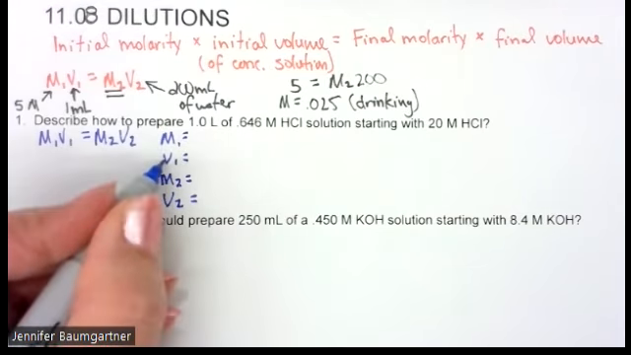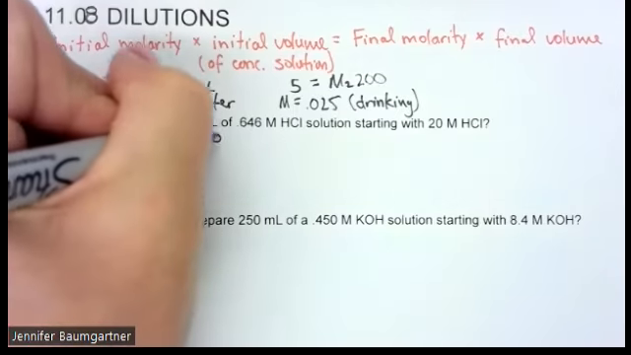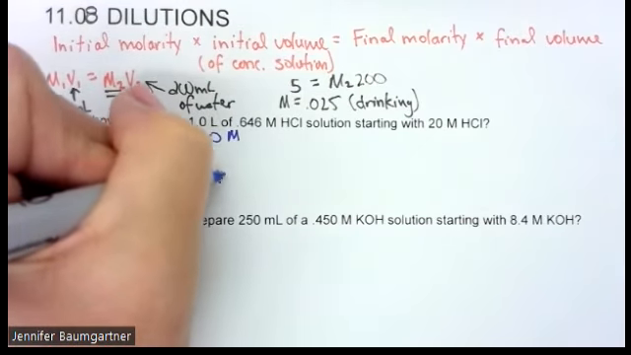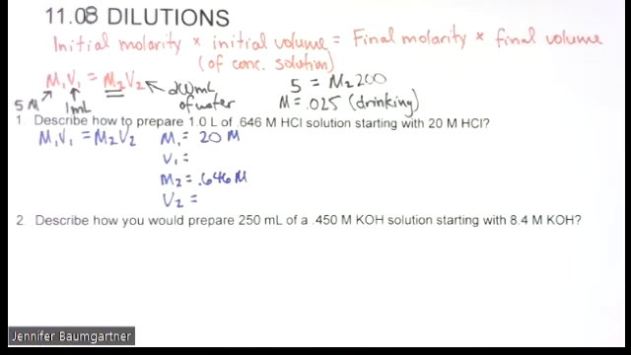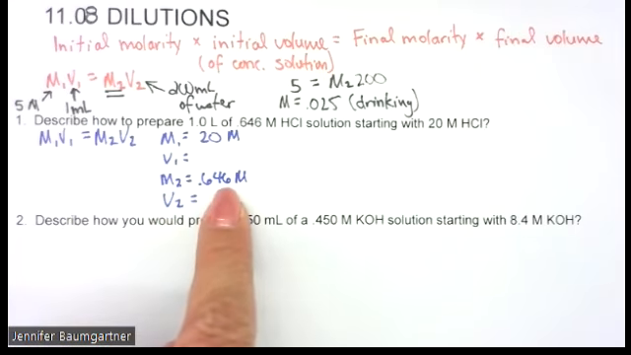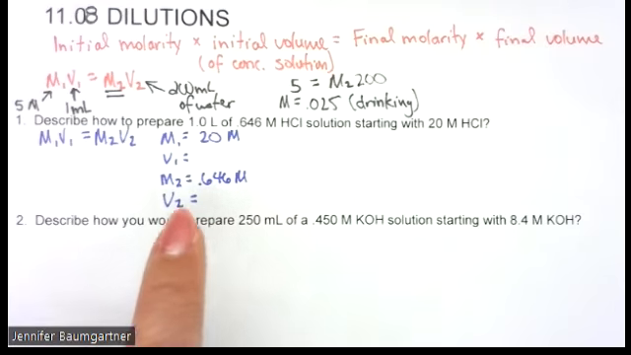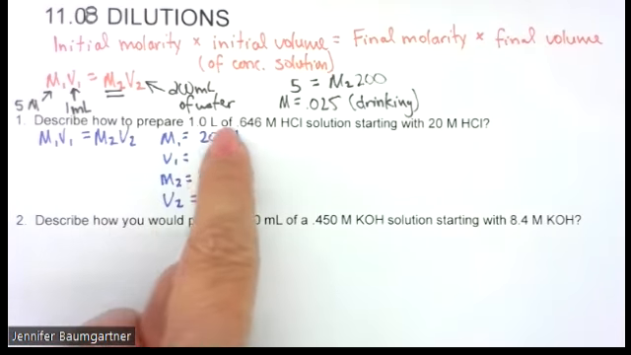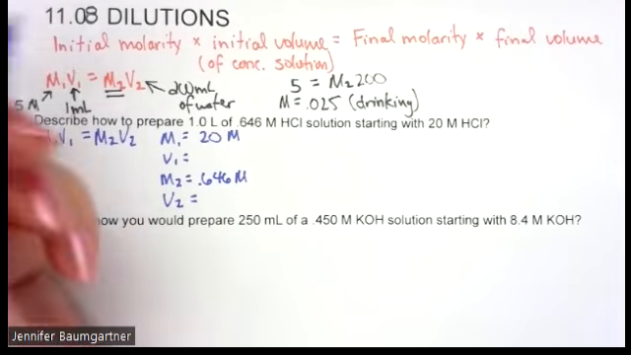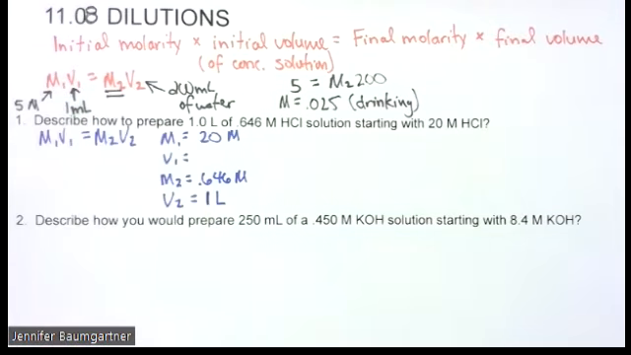So your initial concentration needs to be this 20 molar, and your final concentration needs to be 0.646. Now, that's one of the things I want to point out. We're diluting something. When you dilute it, you make it weaker, like we did up here with our drink concentrate. So I'm going from a 20 molar solution down, and I want to make 0.646. How much do I want to make? I want to make 1 liter of this stuff. So my answer here, my 1 liter, goes here.